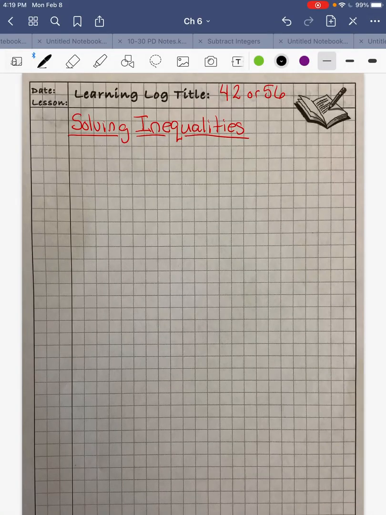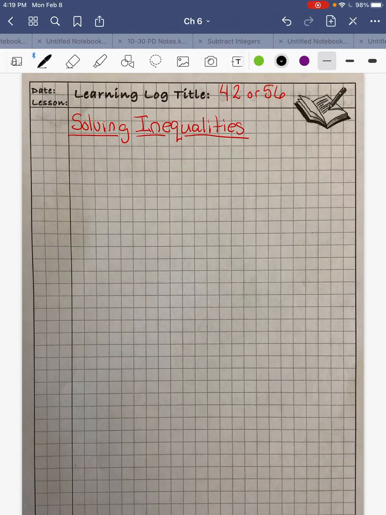Okay, notes today on solving inequalities. Page numbers at the top, page 42 or 56. Find your place there, and we will get started. We're going to fill up this whole page. I will be pausing, so don't worry if you feel like I'm going fast.